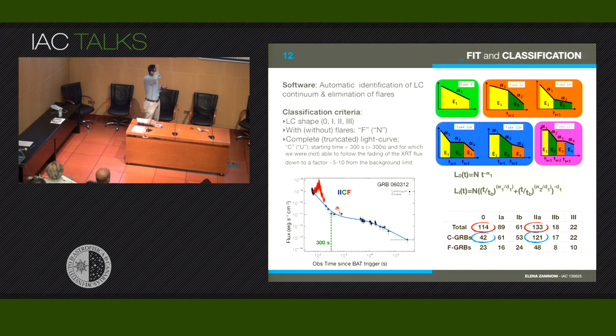And then we classify if there are flares or not, and if we observe before 300 seconds after the trigger, and we have observations until 10 to the 4 or 10 to the 5 seconds after the trigger. In this case, for example, we have GRB 060312 that is classified as type 2 because it has 2 breaks, complete with flare. I want to underline that the red points are the points that are automatically eliminated by the program.